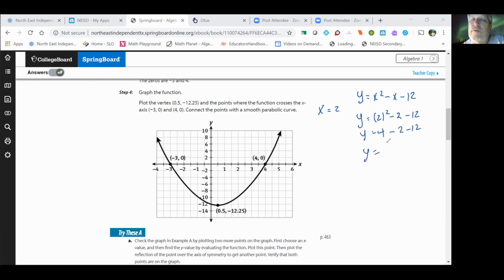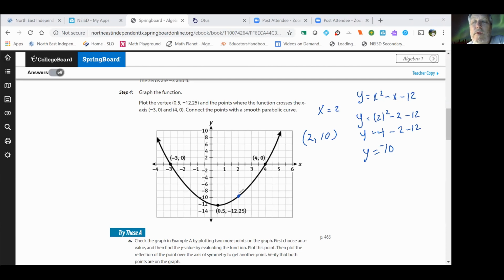And y is equal to 4 minus 2 is 2. And 2 minus 12 is negative 10. Okay, so the answer is negative 10. All right, so that means I'm going to use the point (2, -10). Yes, negative 10. So I go over 2, go down negative 10, and sure enough, that point is right there on the graph.